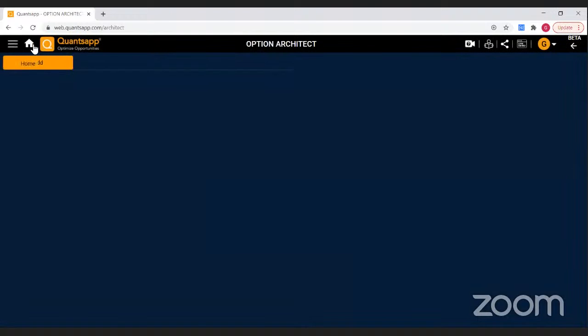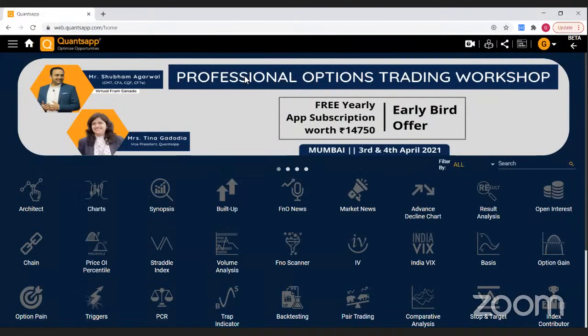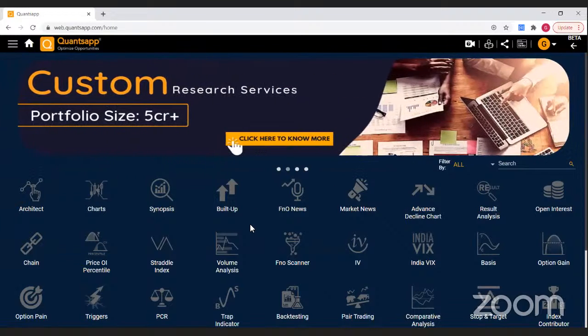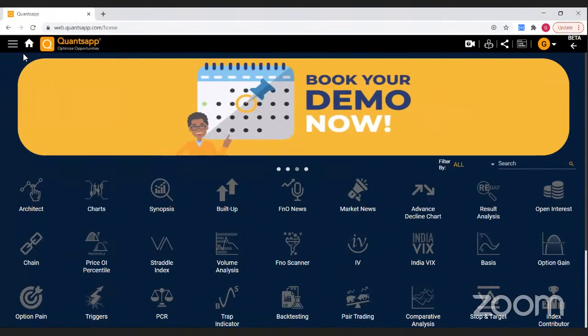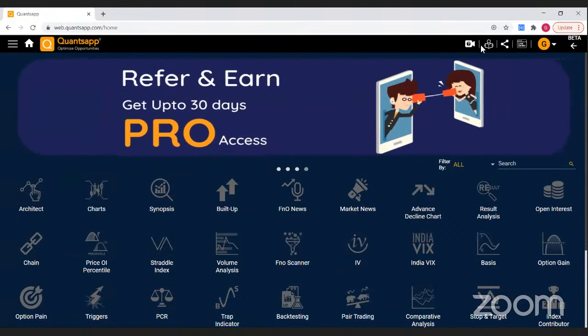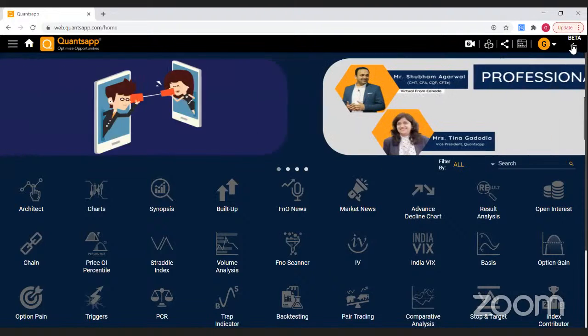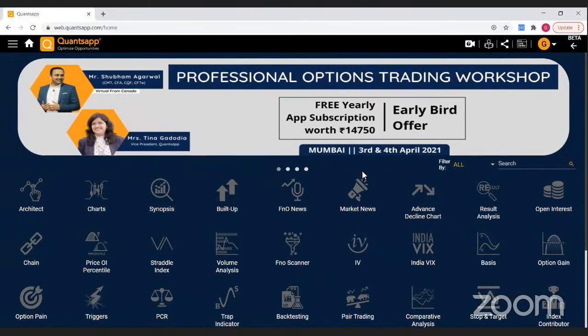So this is the Option Architect. This is the new UI which we have recently launched, and it is more compatible with what we have on Android and iOS. Here you can see all the tools, search, filter, and home button. And in the new functionalities, you can see the back button, which is more important because we switch from one tool to another while analyzing options. This is something which requires a lot of time.